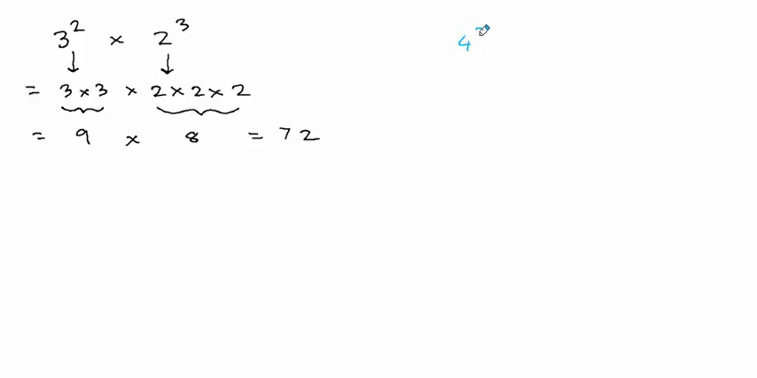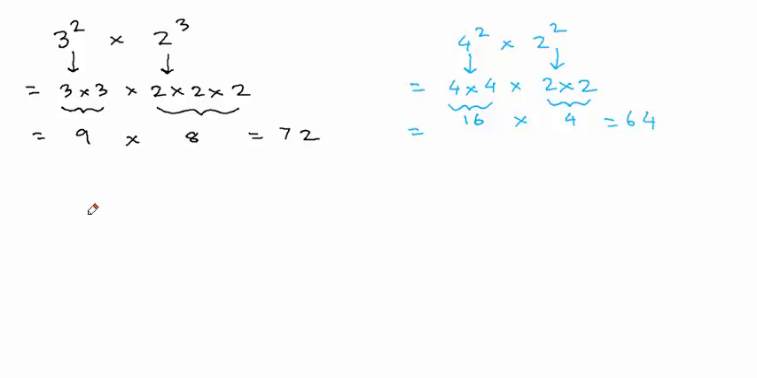How about 4 squared times 2 squared? 4 squared is 4 times 4 times 2 squared is 2 times 2, and this is equal to 4 times 4 is 16, 2 times 2 is 4, 16 times 4 is 64. As easy as that. Let's try and multiply 3 exponents together now.